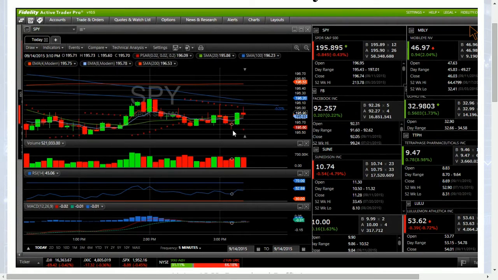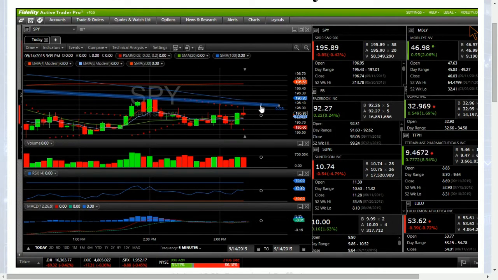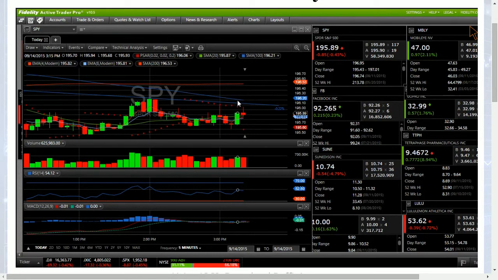And watching SPY here either to break 195.60 or this resistance downtrend line and the 100 period moving average resistance of 196.20. So about a 60-cent trading range currently in that channel.